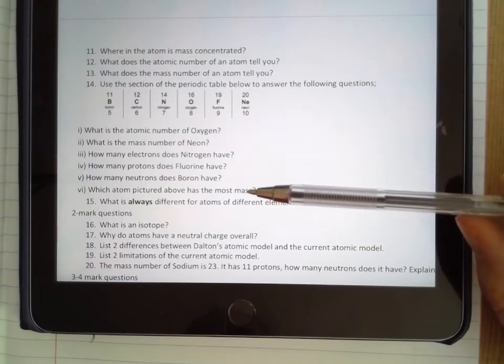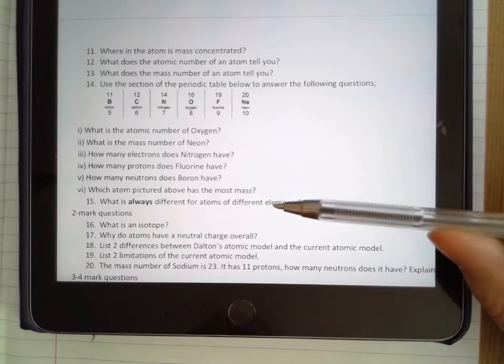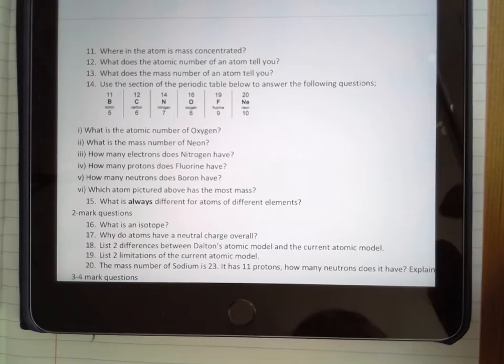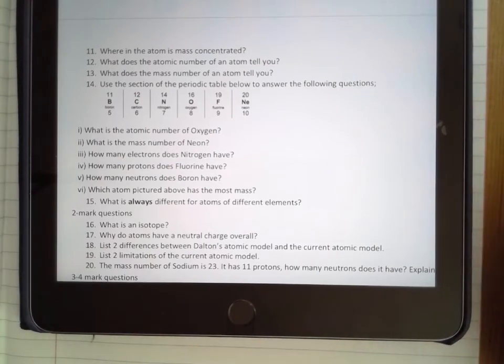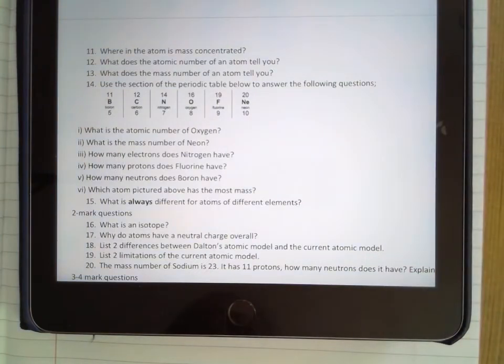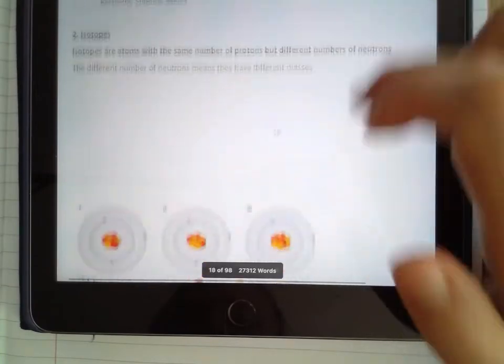Which atom has the most mass? That's going to be neon, because it's got the biggest mass number. What is always different for atoms of different elements? The number of protons is always different. That's how you identify an element, based on the number of protons it has. And something I actually forgot to mention is the 2-mark question below, what is an isotope, which I actually do want to run back and do with you quickly.